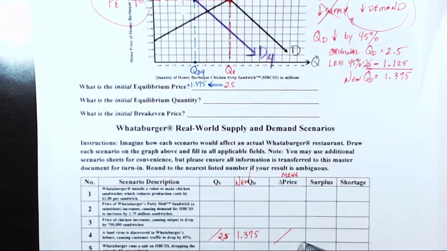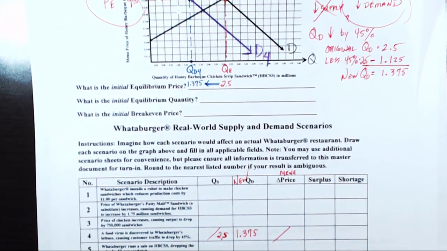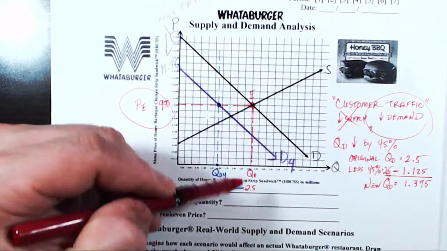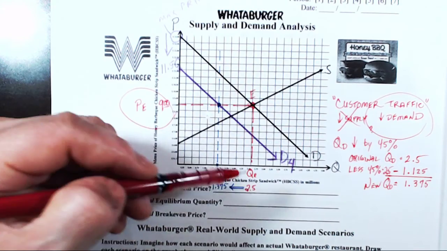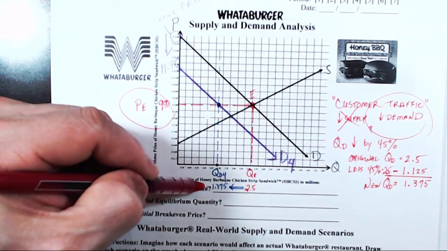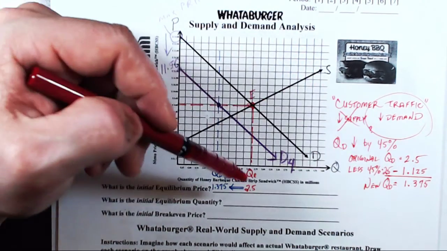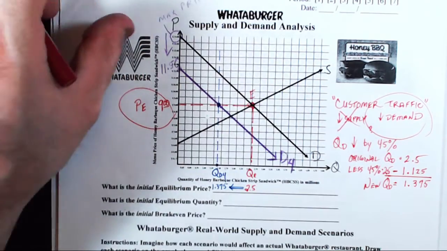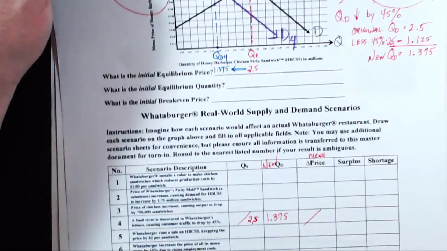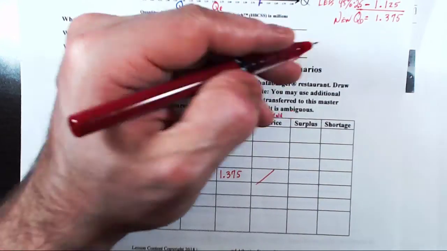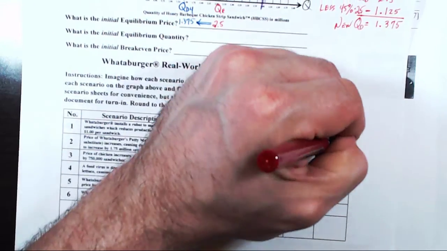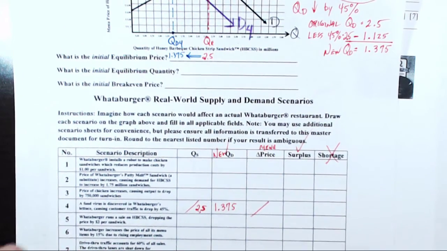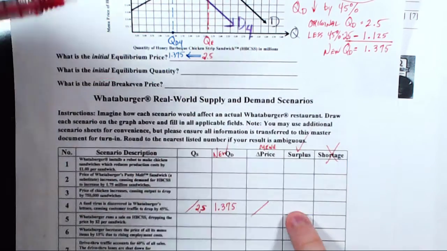Does this represent a surplus or a shortage? Let's take a look. This is quantity supplied, 2.5 million. And this is quantity demanded, 1.375 million. So when quantity supplied exceeds quantity demanded, that is by definition a surplus situation. So we have a surplus, not a shortage. People want fewer sandwiches now, so Whataburger's got too many on their hands.